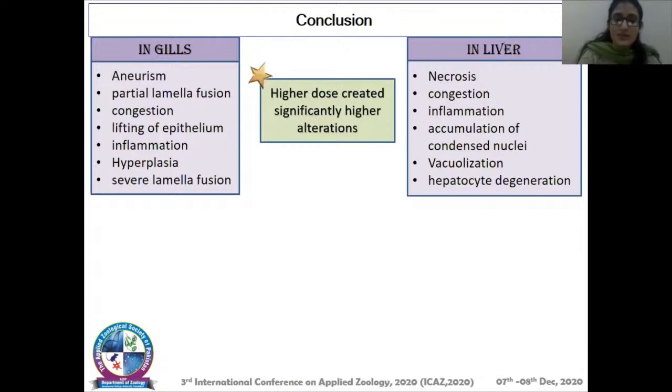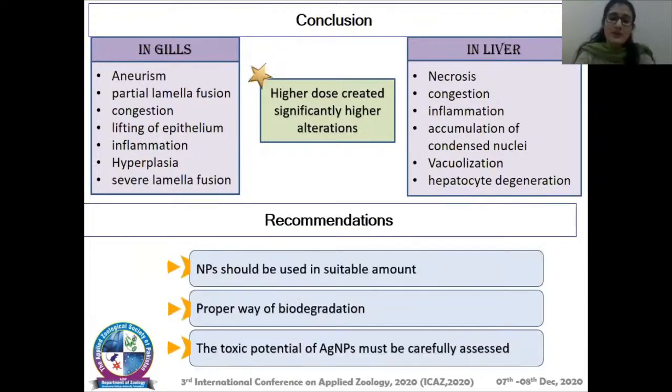So here are the recommendations: nanoparticles should be used in a suitable amount, and there should be a proper way of biodegradation after their use. The toxic potential of silver nanoparticles must be carefully assessed before their use.